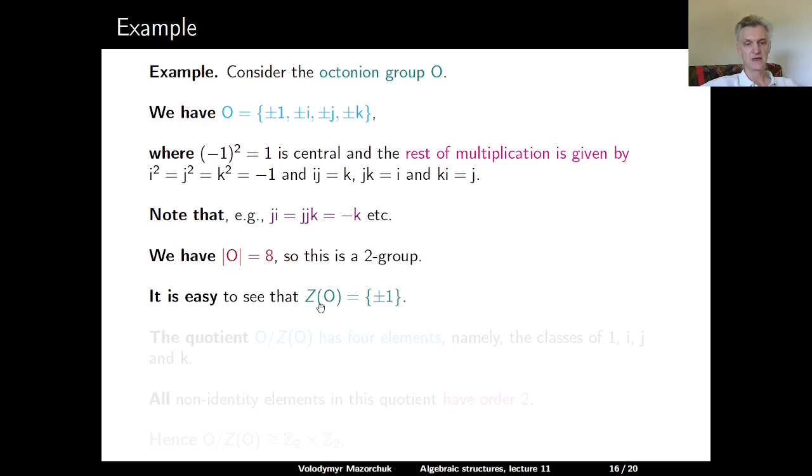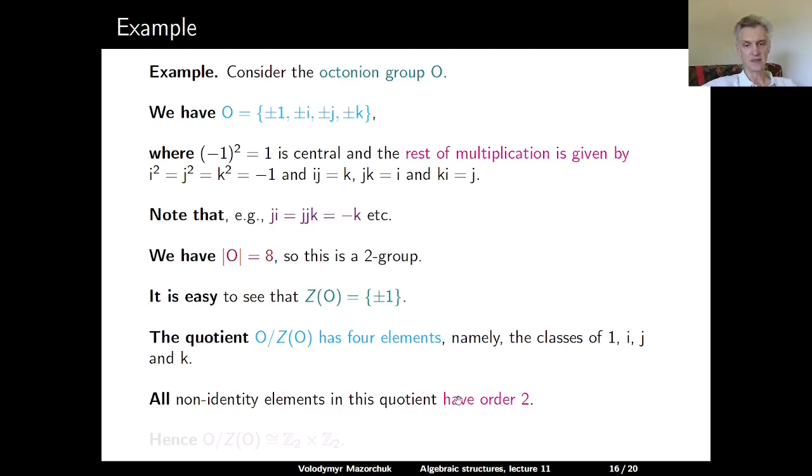And it's easy to see that the non-trivial center of this group consists of the identity and of minus 1, so by definition minus 1 is central. If we take the quotient of Q modulo the center, we get a group with 4 elements. So these 4 elements are the classes of 1, i, j, and k. And now if we square any of them, we get minus 1, which in this quotient is equal to 1. So all non-identity elements in this quotient have order 2. So the quotient of Q modulo the center is Z2 times Z2.